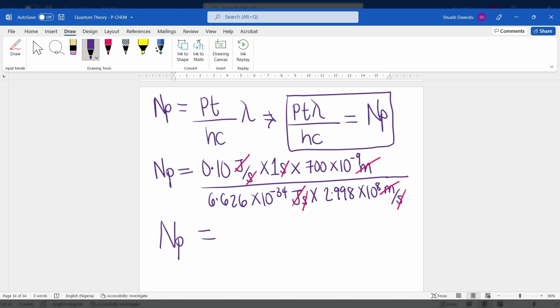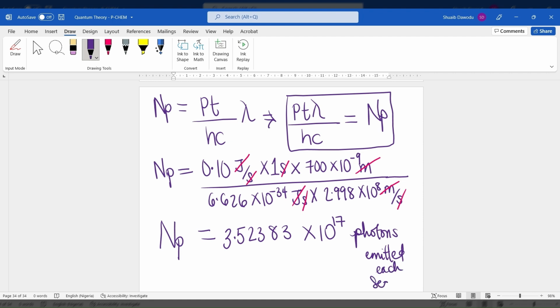So we have 0.10 times 1 times 700 times 10 raised to the power of negative 9 as the numerator. We put that in our calculator, divided by 6.626 times 10 raised to the power of negative 34 times 2.998 times 10 raised to the power of 8. When we do that, we end up getting 3.52383 times 10 raised to the power of 17. That is it. So these are the number of photons that we have in this question. We have 3.52383 times 10 raised to the power of 17 photons emitted each second.